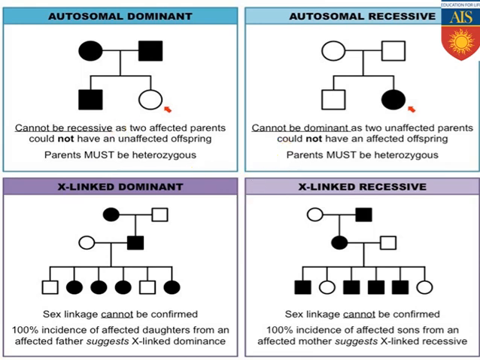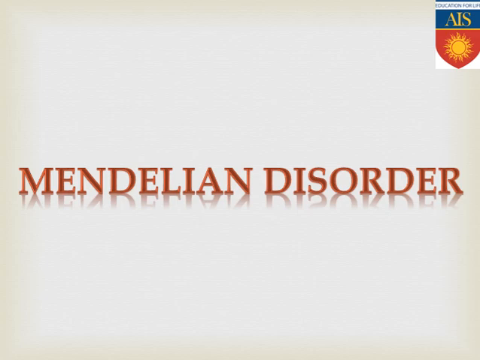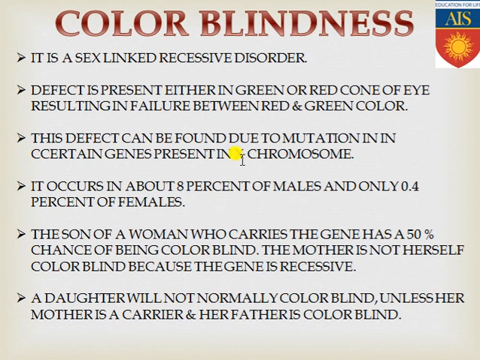Okay, so now we are entering into the genetic disorders which were proposed by Mendel or which are following Mendel's law. For that reason these disorders are commonly known as Mendelian disorders. So let's see whatever the Mendelian disorders are present. First one is color blindness. What is the color blindness genetic disorder?